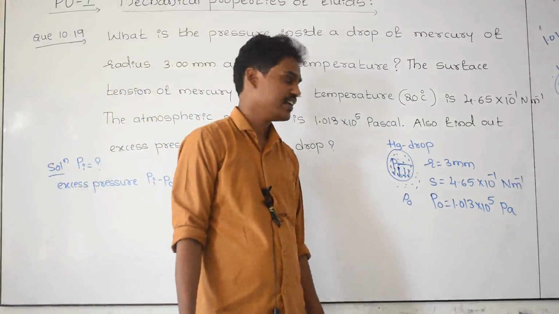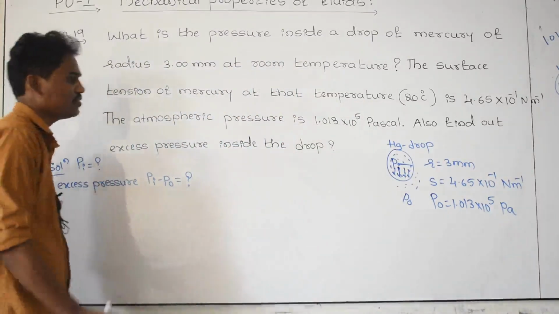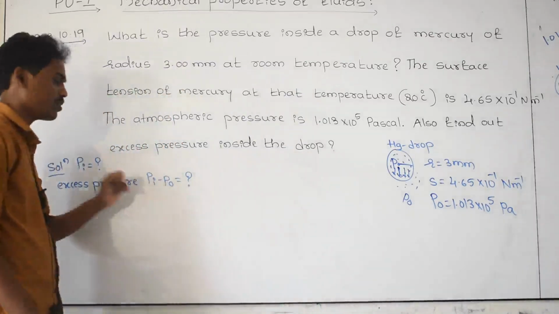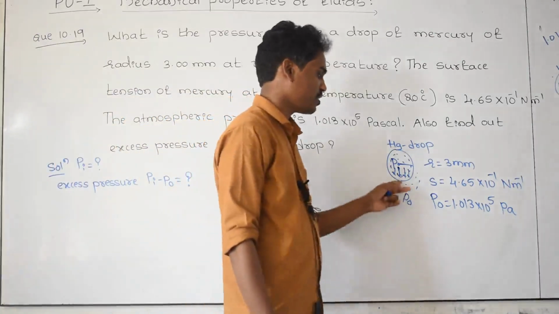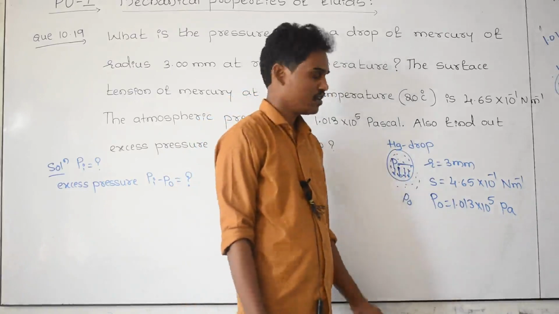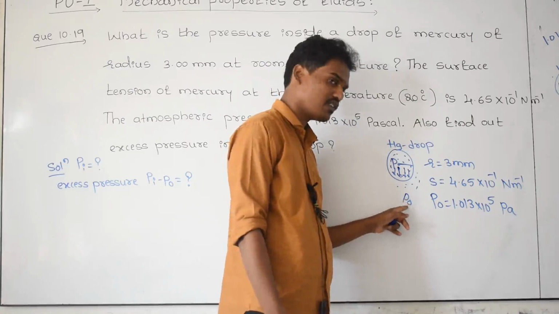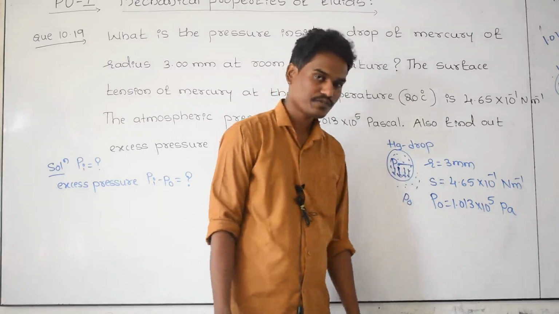That is Pi, indicated as Pi. That is what you need to find out. And another thing, find out the excess pressure, that is, Pi minus P0. What is Pi minus P0? That is the excess pressure. Excess pressure means the difference of inside pressure minus outside pressure. What is inside pressure? Pi. What is outside pressure? Atmospheric pressure P0. Inside pressure minus outside pressure is called the excess pressure.